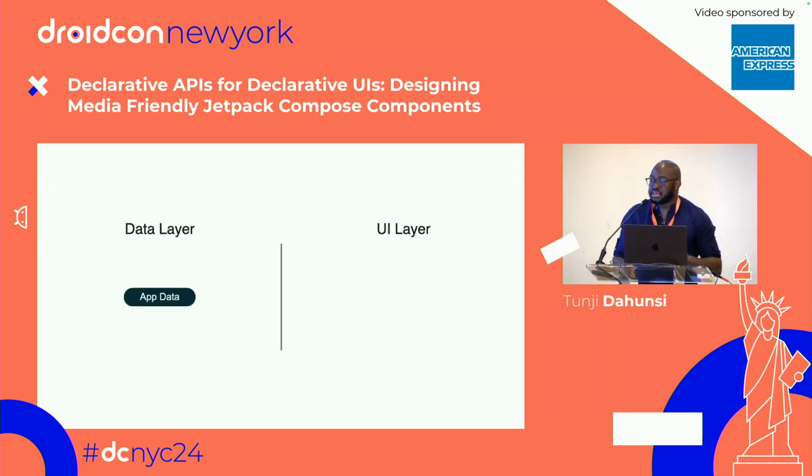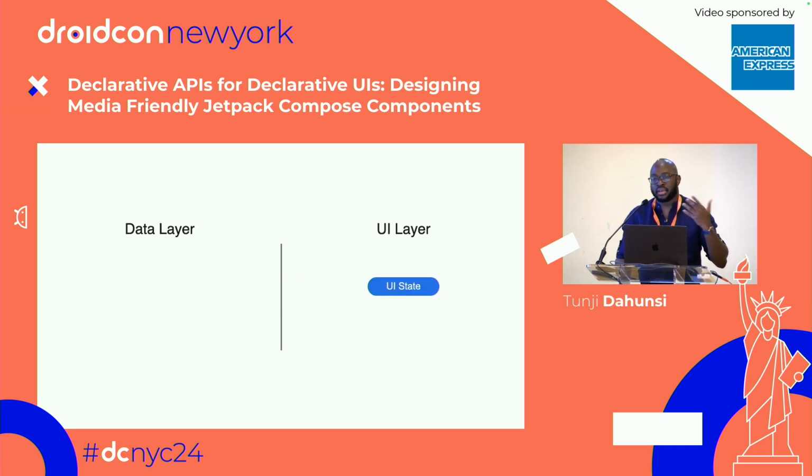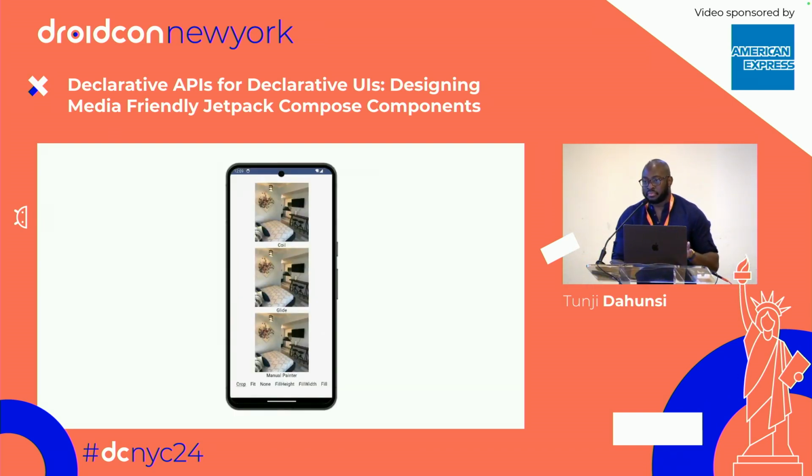So what this means is, say you have your app data, and you want to bring it into your UI layer, you want to show things, you apply business logic to it here, after which you get your UI state, and you apply UI logic to it, and then that gives you your UI element state. Now this is better illustrated with an example.